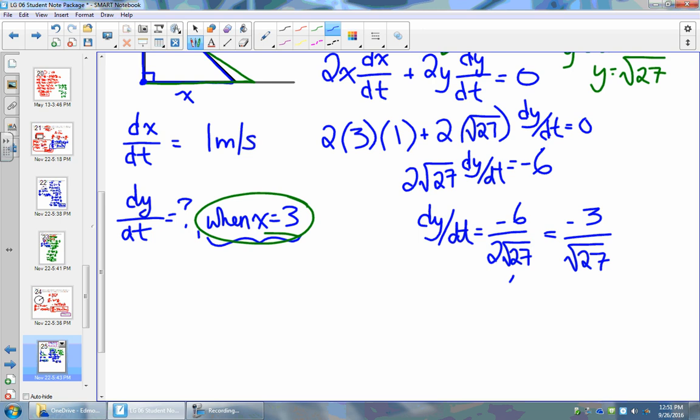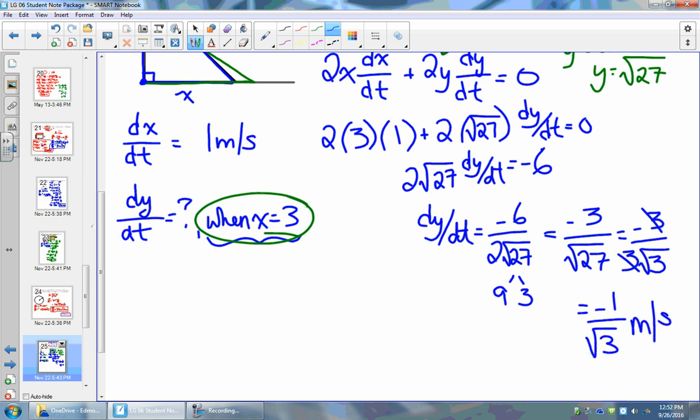And guys, if you remember that 27, we can actually reduce 27. So that's going to be 9 times 3. And so the square root of 9 is 3 root 3. Okay, and then these guys would also cancel. So I would just have negative 1 over root 3 meters per second. Okay? All right.